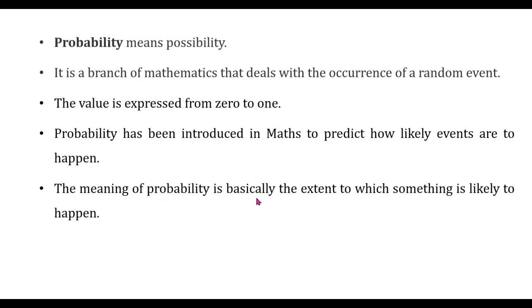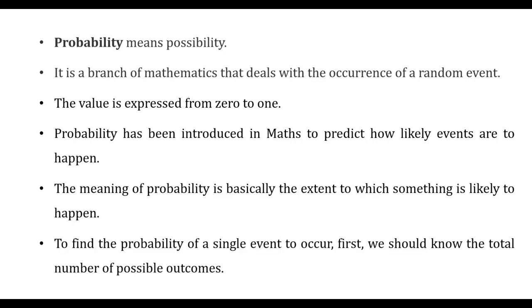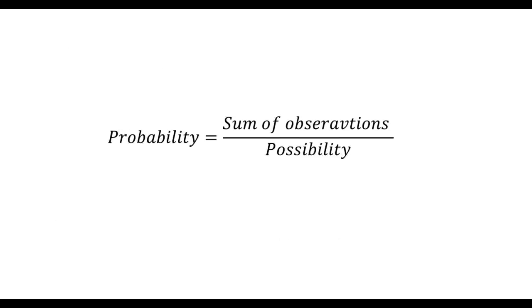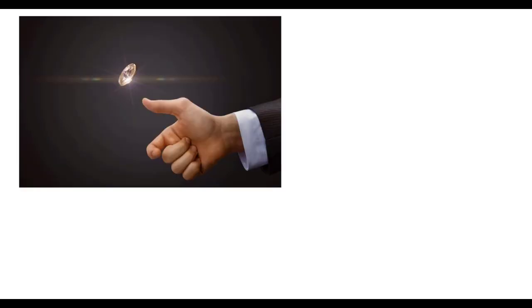The meaning of probability is basically the extent to which something is likely to happen. We are predicting whether it is possible or not possible, whether it happens or not. It is just a prediction; that is called probability. The definition of probability: the number of favorable observations divided by the total possibilities.